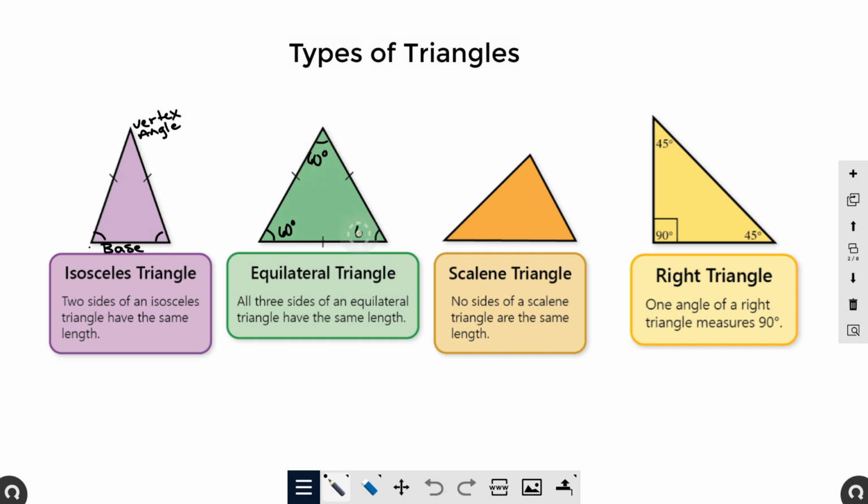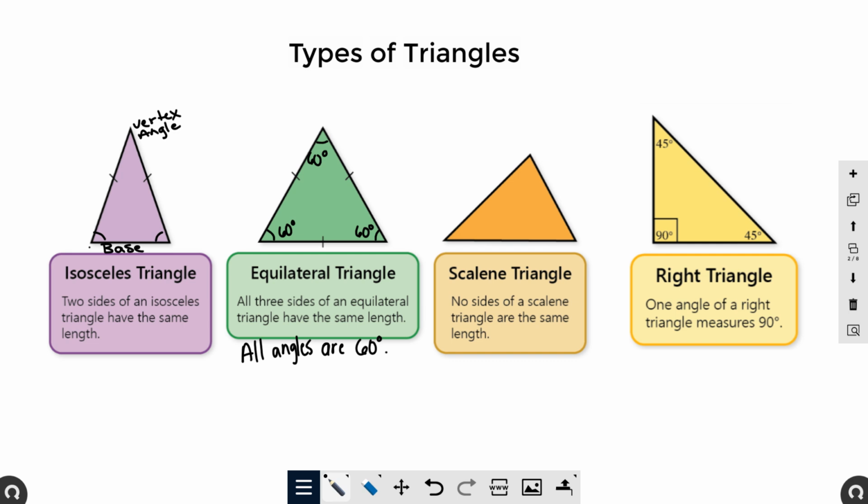If there's not enough room, then make yourself a little note. All angles are 60 degrees. So anytime you see an equilateral triangle, just remember all those angles are 60, and that will help you find some missing pieces that you have in your picture.